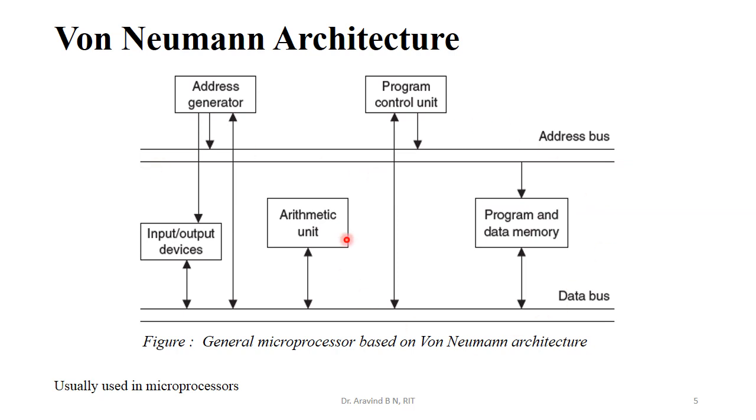In von Neumann architecture, we are going to have one address bus and one data bus, and for storing both the program as well as the data, we are going to have a common memory location. Therefore, program and data memory is represented in a common manner. Along with that, it has an arithmetic unit, program control unit, address generator, and input output devices, which will be connected to the data bus as well as the address generator.